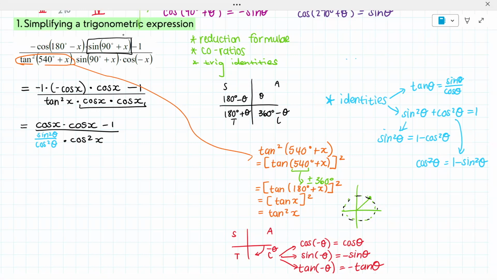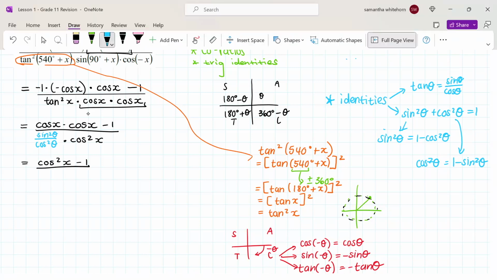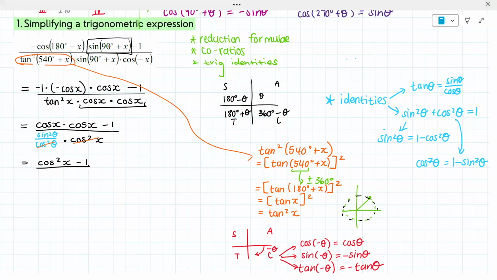If I can simplify, let's simplify. In your numerator, cos x times cos x, as I've just said, is cos squared x minus 1. And in your denominator, when you now multiply these two things, so the fraction times cos squared x, the cos squared x's cancel each other out. And so all you actually have in your denominator is sine squared x.